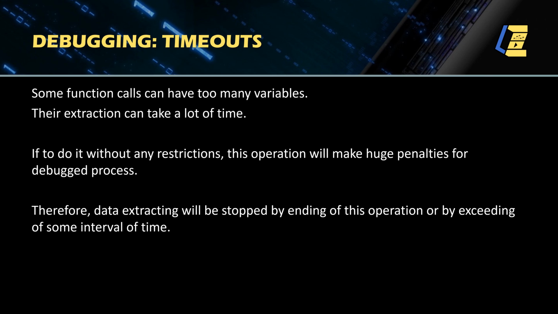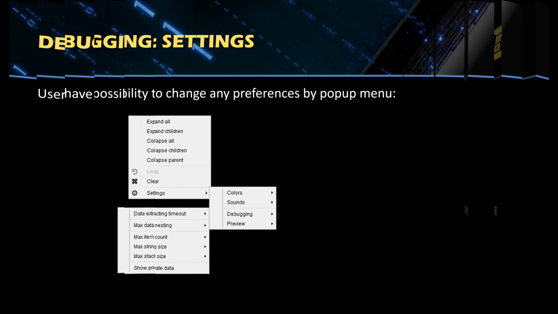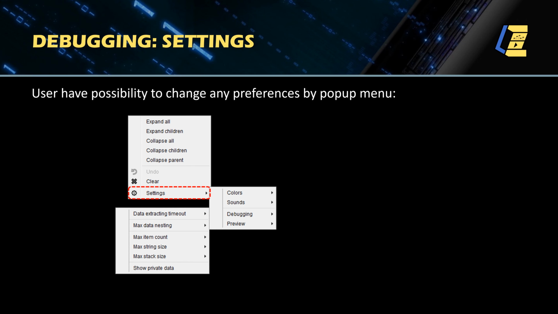Debugging. Timeouts. Some function calls can have too many variables. Their extraction can take a lot of time. If to do it without any restrictions, this operation will make huge penalties for debug process. Therefore, data extracting will be stopped by ending of this operation or by exceeding of some interval of time. Debugging. Settings. User has possibility to change any preferences by pop-up menu.